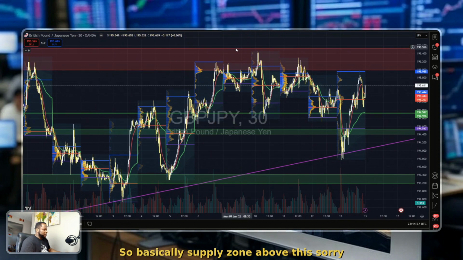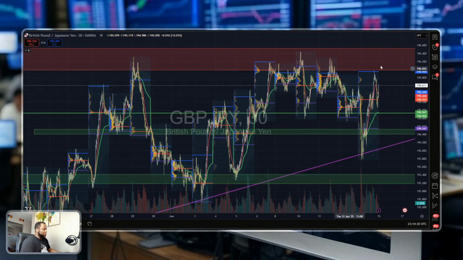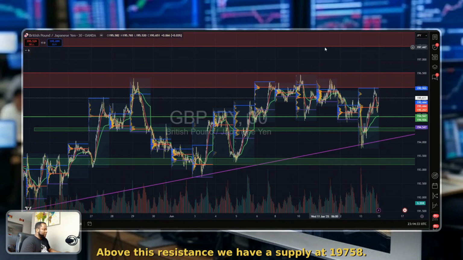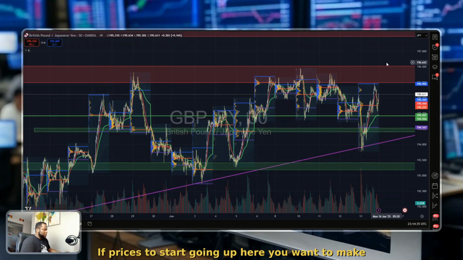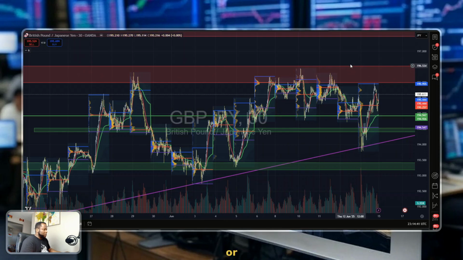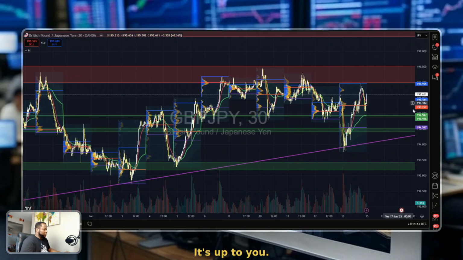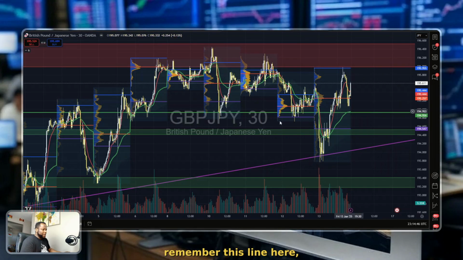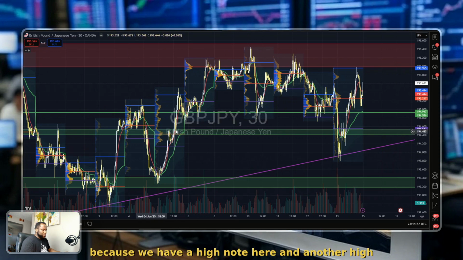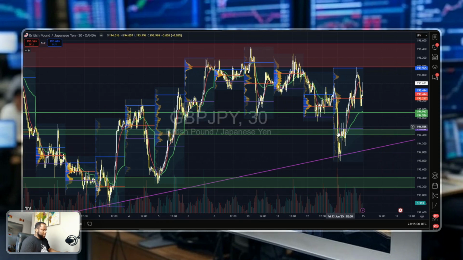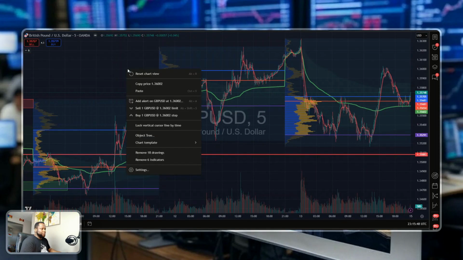So basically, supply zone above this, sorry, resistance zone here. Above this resistance, we have a supply at 197.58. If price starts going up here, you want to make sure you close your positions here for longs, or you can hold them if you want to. It's up to you. And remember this line here, it's a support zone. If price is to break through this, then we're coming down to 195, 194.46, give or take, because we have a high here and another high here where price touched this trend line and went back up. So we might come back to retest.